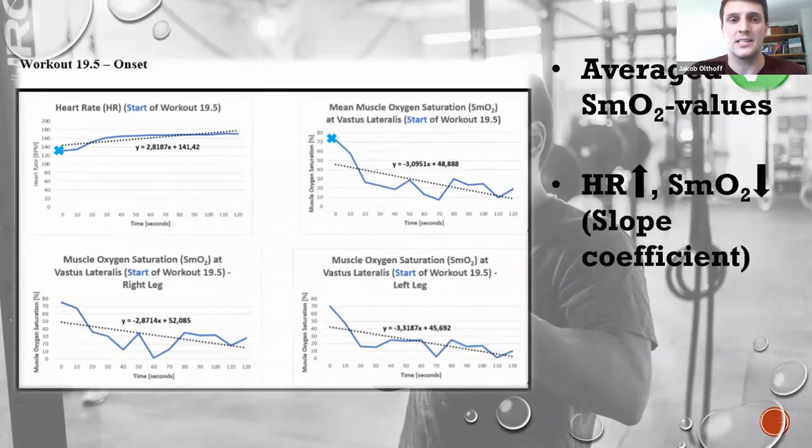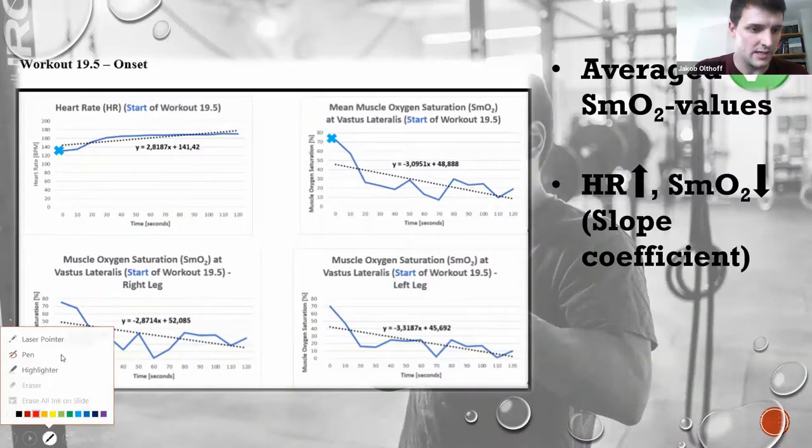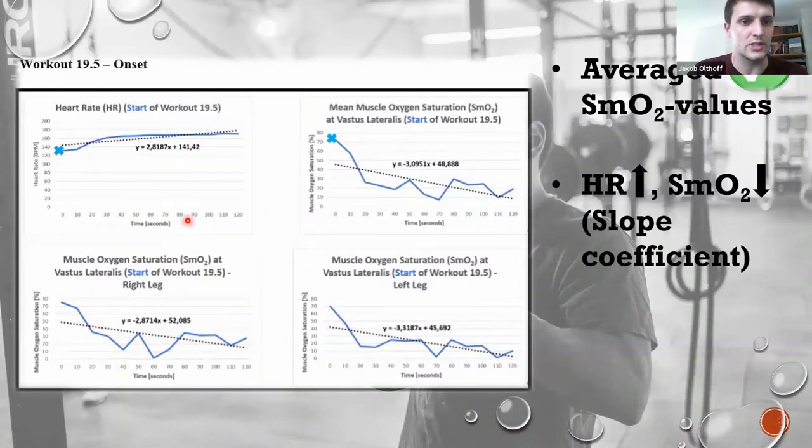Generally, looking at the slope coefficient, I will use quickly the laser pointer here. So slope coefficients, this number here, what we can see, a very general aspect, is SmO2 was decreasing. We have a negative slope coefficient here and a positive slope coefficient here for heart rate. So heart rate was increasing during those first 2 minutes of the workout.